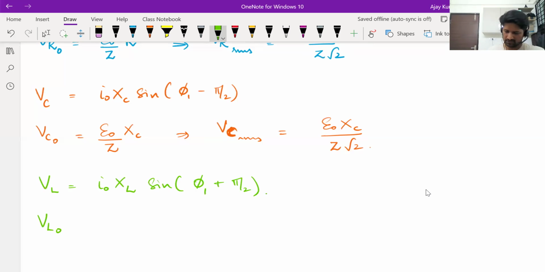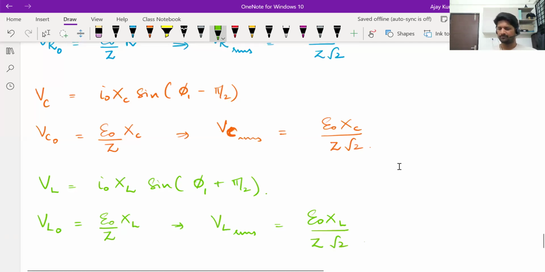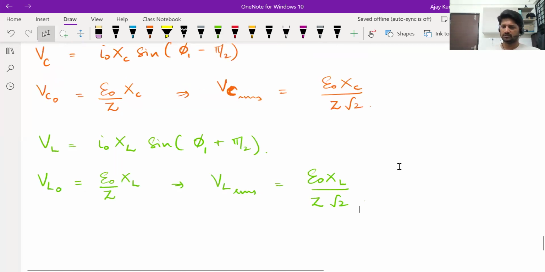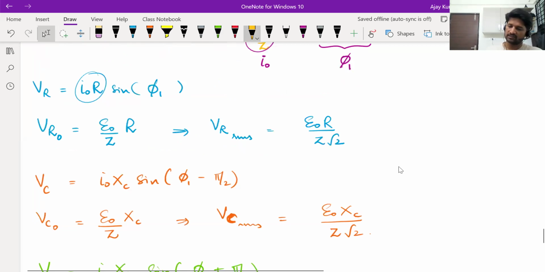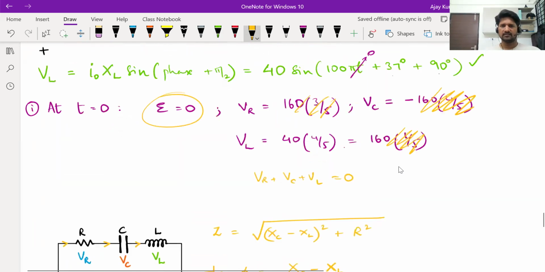So the peak voltage across the inductor becomes I0, which is E0 by Z, into XL. And that would make the RMS voltage across the inductor equal to E0 into XL divided by Z root 2. Okay. Now RMS voltage across the capacitor and inductor are not of much interest to us, but RMS voltage across the resistor is useful. Why? As current passes in an LCR series circuit.